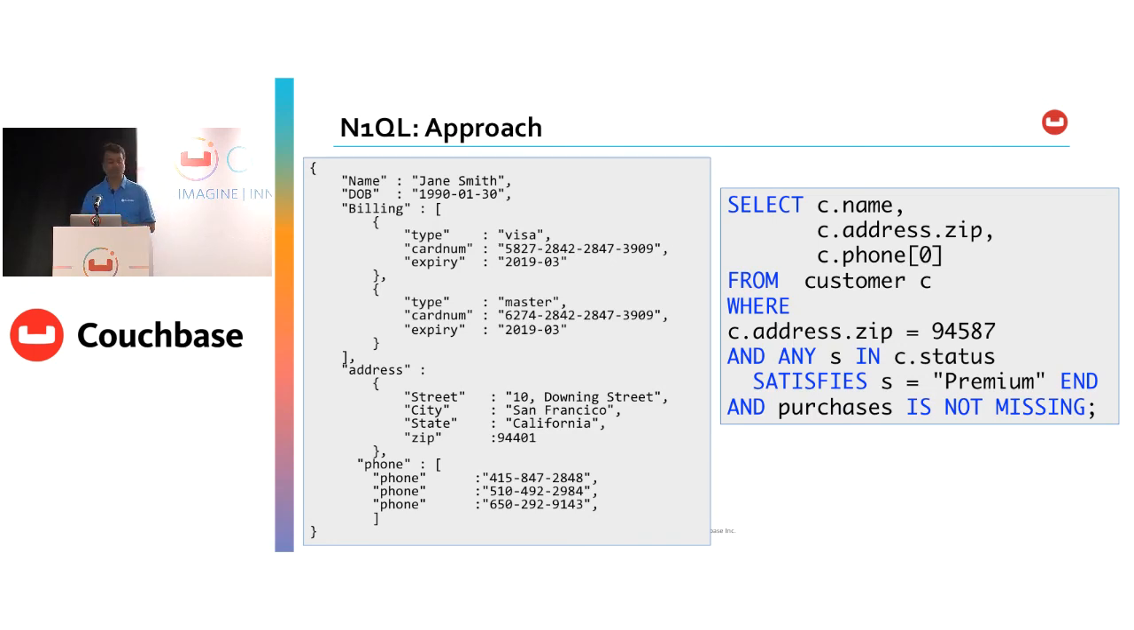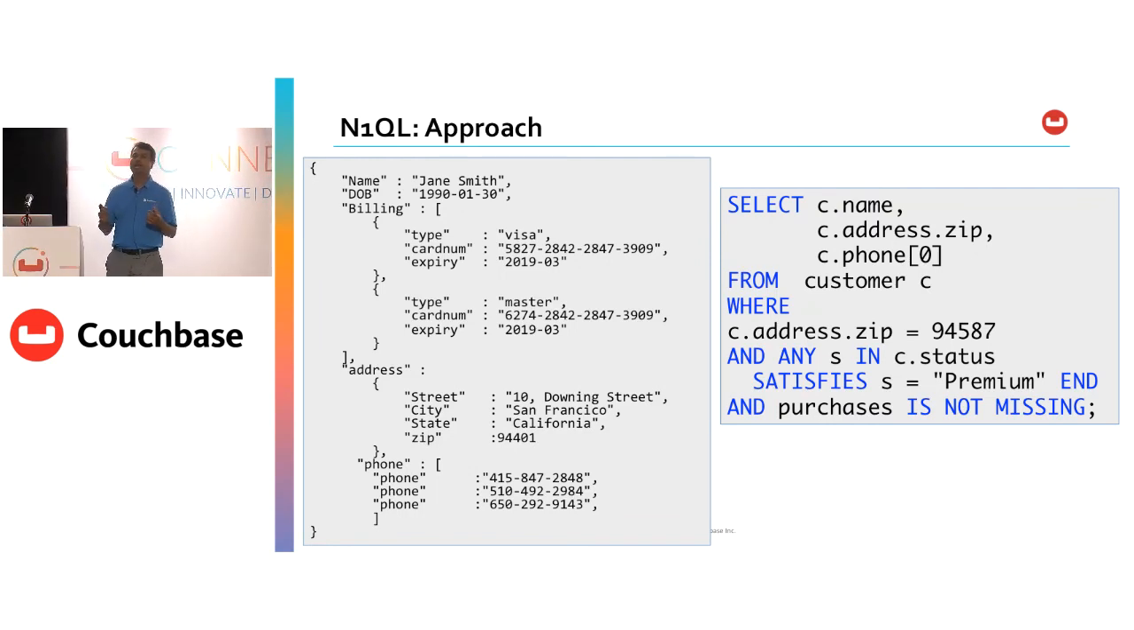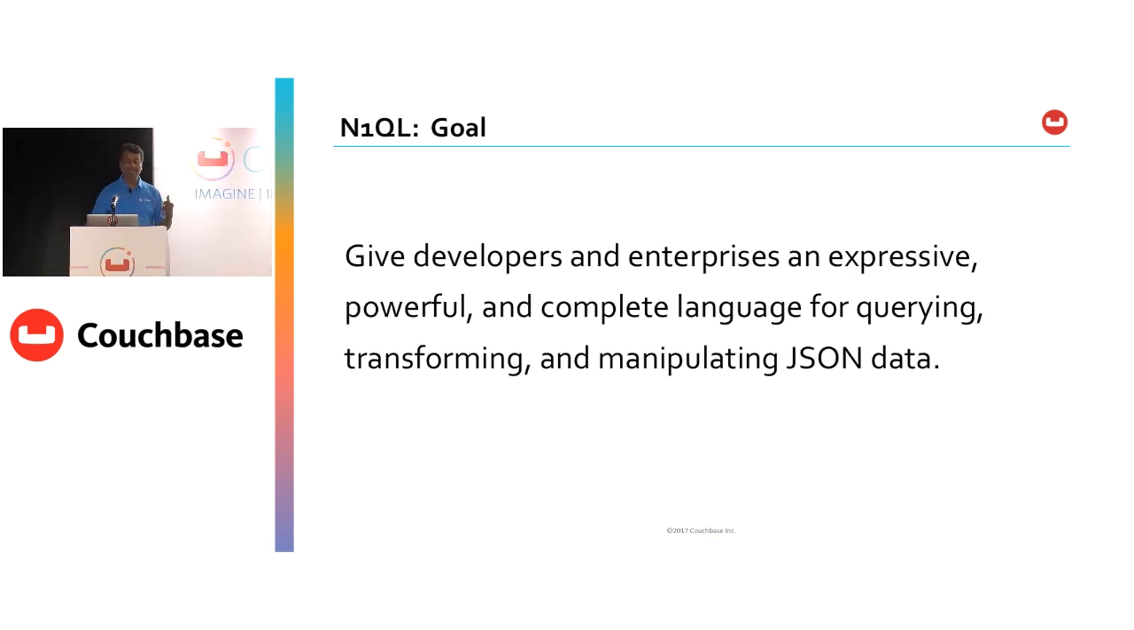Of course, this is an example of a select statement. I'll show you examples of insert, update, delete, and merge. It's a full-fledged query language. In that sense, Nickel is designed so that you can develop full-fledged interactive applications on Couchbase, and also bring SQL skills and SQL-based applications onto Couchbase. So at a technical level, Nickel's goal is to give developers and enterprises an expressive, powerful, and complete declarative query language for querying, transforming, and manipulating JSON data.